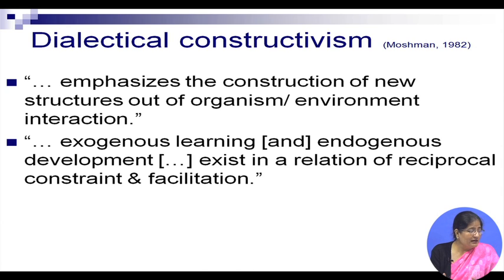Okay. The third type of constructivism that Moshman talks about is dialectical constructivism. Dialectical constructivism emphasizes the construction of new structures out of organism-environment interaction. Okay. So dialectical constructivism emphasizes or discusses that new structures come out of the interaction between the organism and the environment. Again, they are not connected, or they are not accurate representations of what is happening today, but they are created jointly in the minds of the organisms involved in these structures.